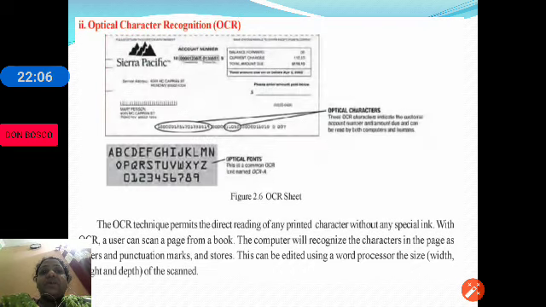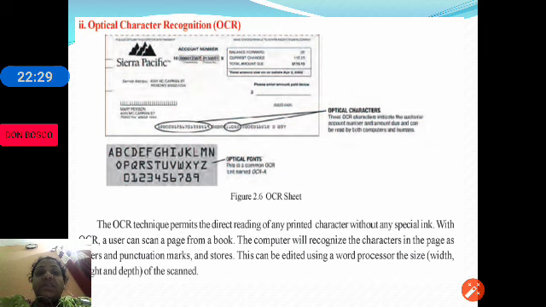Next comes OCR, optical character recognition. As OMR recognizes the marks, OCR recognizes the printed characters. It permits the direct reading of the characters without special ink.